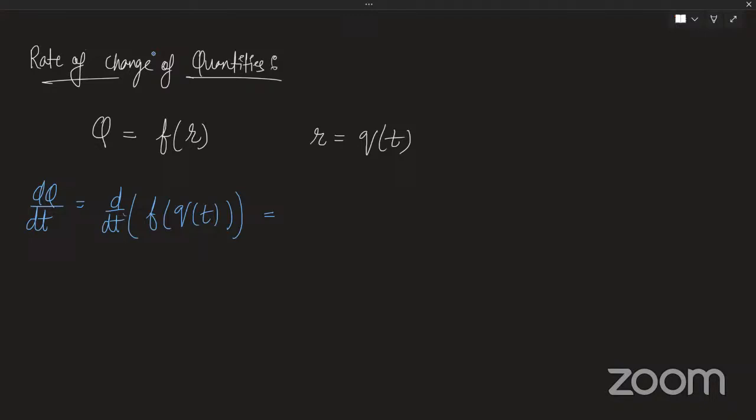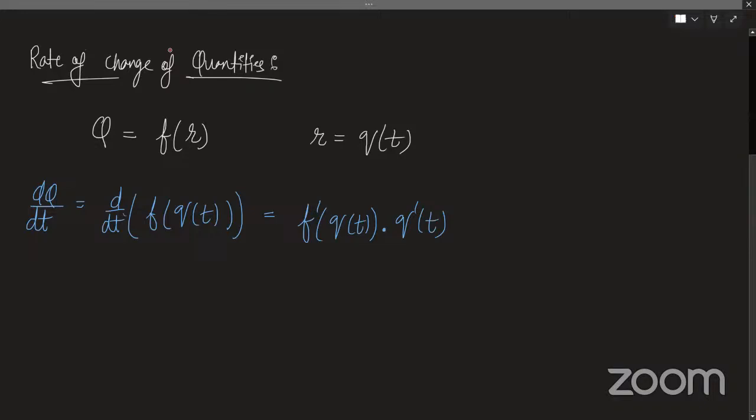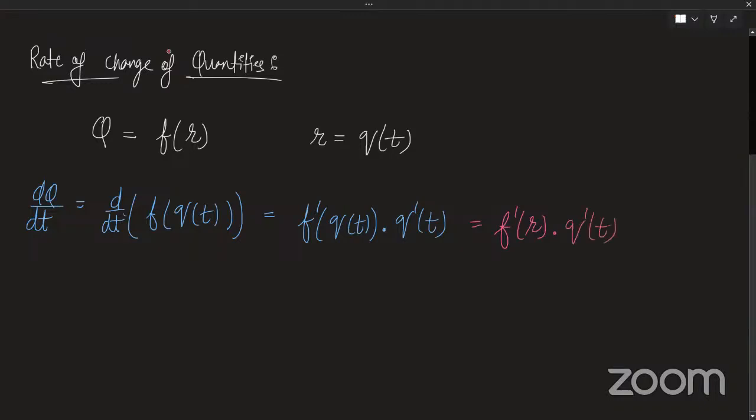F dash of q of t into q dash t. Correct, right? So just looking into the terms back. So this is basically f dash of r into q dash of t. Right? So can you just think what these two terms basically represent?